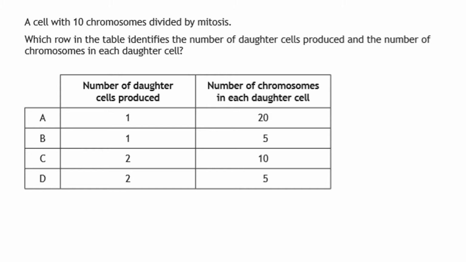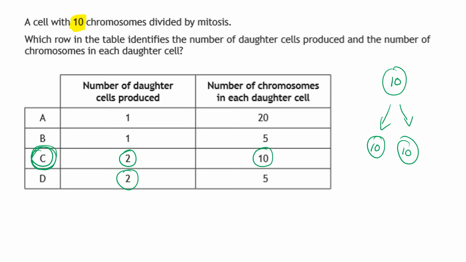So a cell with 10 chromosomes divided by mitosis. Which row in the table identifies the number of daughter cells produced and the number of chromosomes in each daughter cell? So the information we're being told there is that I've got 10 chromosomes, right? Now my daughter cells, I will start off with one cell, right? What is going to happen is I'm going to divide into two daughter cells, so I need to have either C or D, right? If this cell has got 10 chromosomes, I need to be genetically identical. Answer is C. Okay.